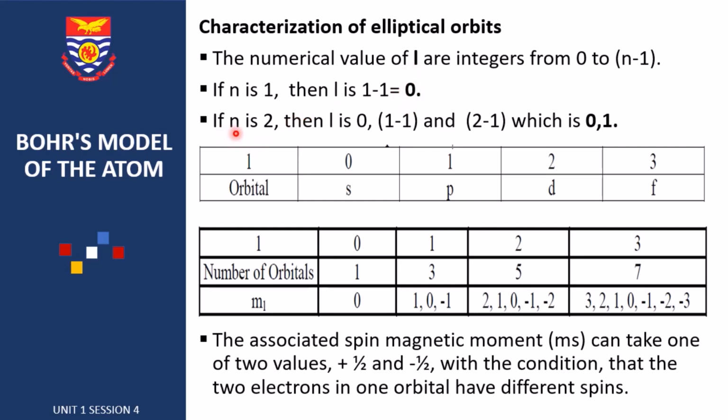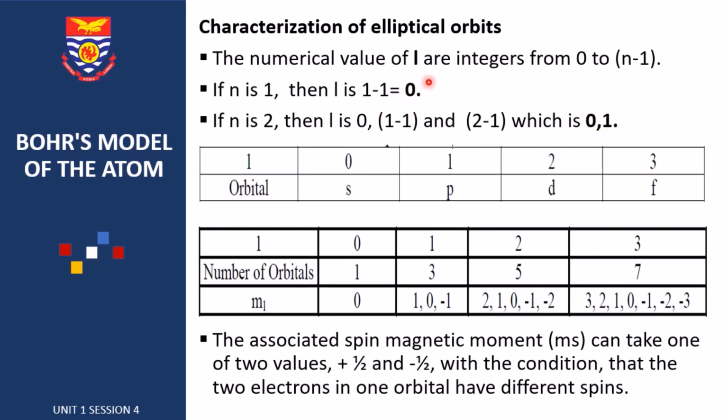If your principal quantum number is 2, the L shell, then the subshells that can be found within that energy level will range from 0 to n minus 1. n is 2, so from 0, then you have 2 minus 1, and that will give us the values 0 and 1.